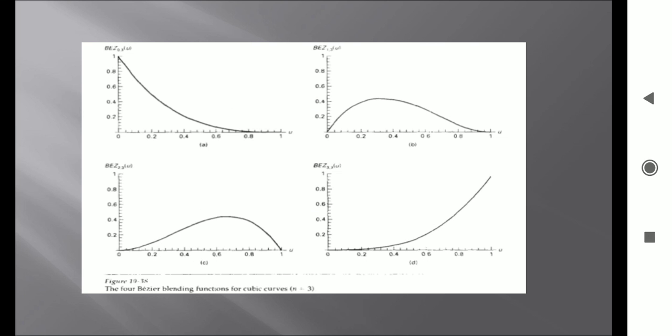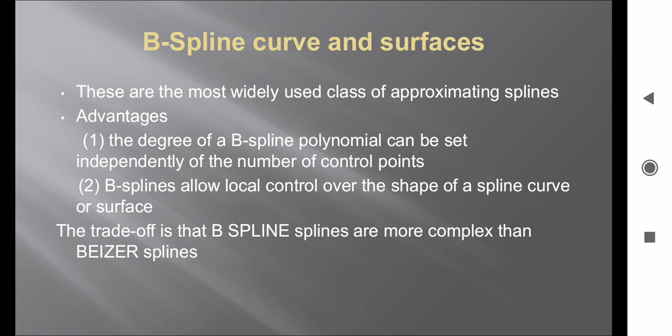Now the curve starts from 1 on the y-axis and ends at 0.8 on the x-axis. In the second blending function, the curve starts from 0 and ends at 1 on the y-axis. The third blending function starts from 0,0 and ends at 1 on the x-axis, and the fourth blending function starts from 0 and ends at 1 on the y-axis.